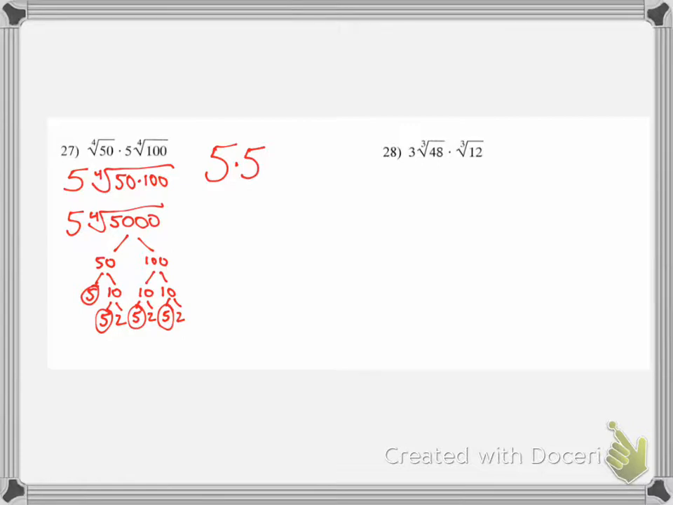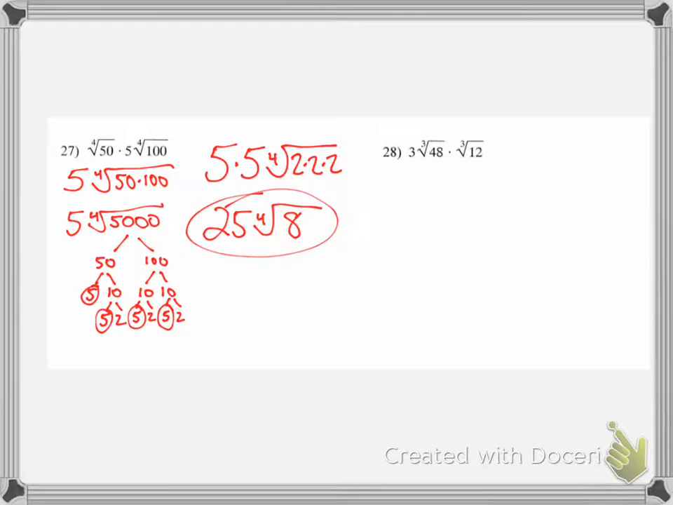I don't have any other 4 of a kinds, so everything else is a leftover. I see 3 2s left over. Those 3 2s are going to go back underneath my root. I'm going to combine. Outside's going to be 25. The fourth root of 8 will be underneath. And that is my final answer.